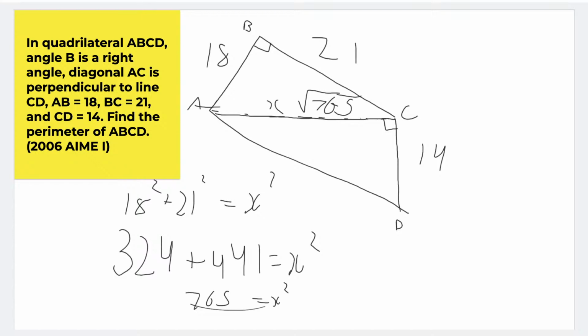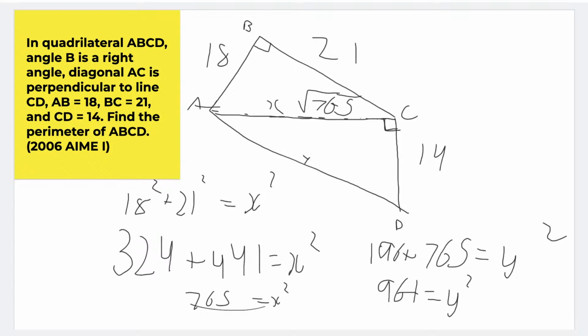And to find out 80 first, we have applied the Pythagorean theorem again. So 14 times 14, 196. Pretend this is y. So 196 plus the square root of 765 squared, which is just 765, is equivalent to y squared. And then you add these two up, and you get 961 equals y squared. Now you have to find the square root of 961 to find the other side, and that is 31. So see, this AIME problem, we cracked it using the Pythagorean theorem.